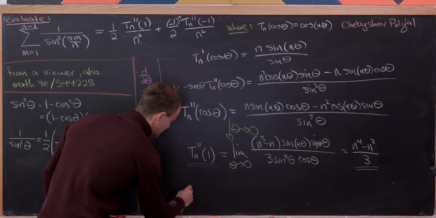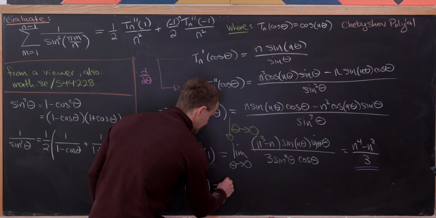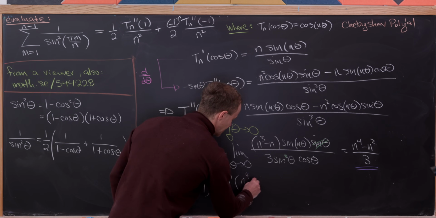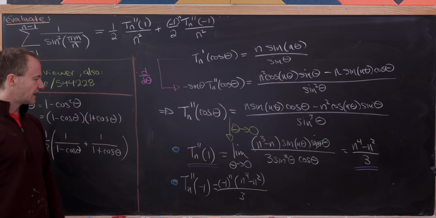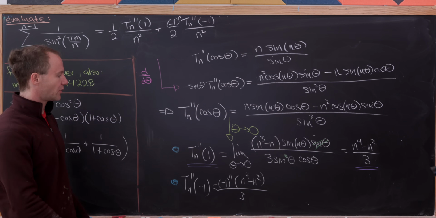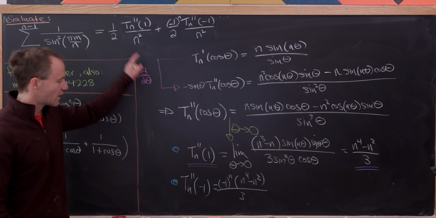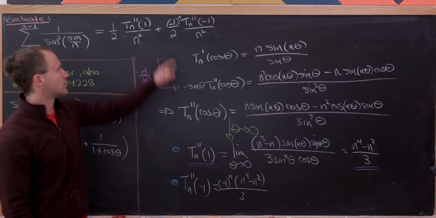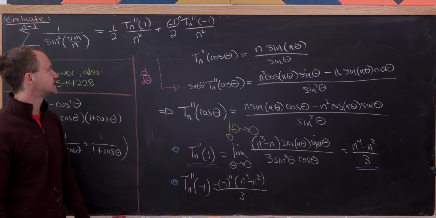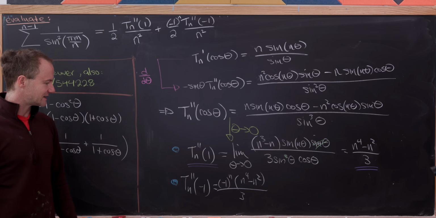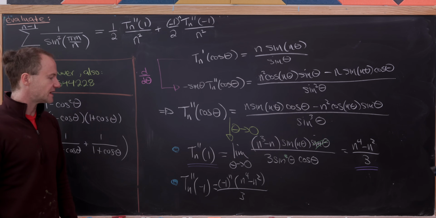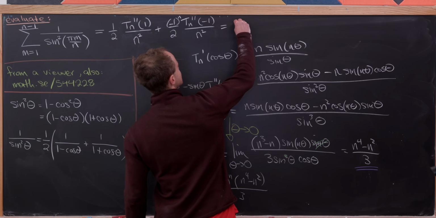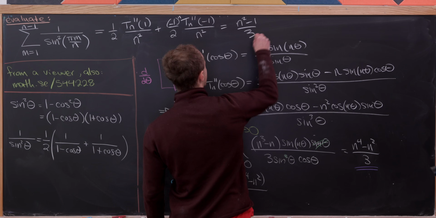And then very, very similarly, but I won't do the calculation, we get Tn double prime of negative 1 is equal to (-1)^n times (n^4 minus n^2) over 3. Now we're ready to finish it off. Plugging these values of Tn double prime, we'll notice that this n squared will cancel with a factor of n squared in the numerator of each one. Then in the second one, a (-1)^n will cancel with this (-1)^n. And then we'll have the same thing that we're adding together. Oh, but we've got a half in front of each. So in the end, it's all going to simplify down to (n squared minus 1) over 3.